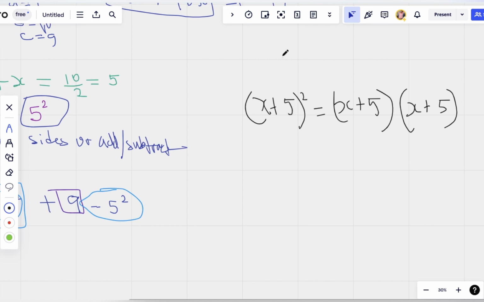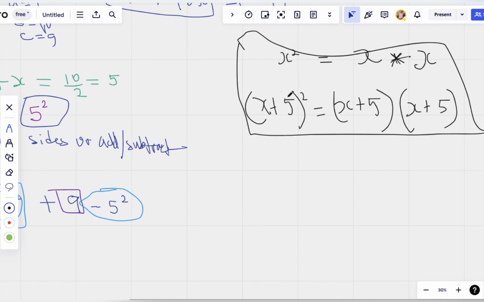It's just like when you have x squared. Remember, when you have x squared, what does it mean? It means x multiplied by x. Similarly, if you have x plus 5 all squared, it means x plus 5 in one bracket multiplied by another x plus 5. Right? Logically. Are you with me? Okay, good. So this is what it means.